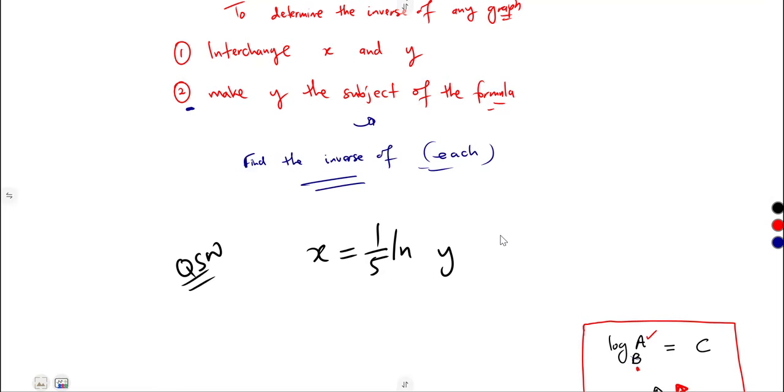So for the inverse, we need to make y the subject first so that we can see what the original function was. But from the concept, it is to interchange x and y and make y the subject. If we interchange x and y, it becomes y is equal to 1 over 5 ln of x. Then we want to make y the subject. Guys, what is happening? y is already the subject. So we already have the inverse.